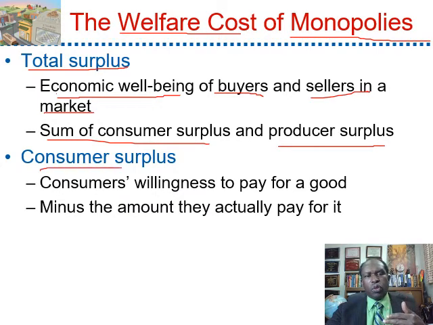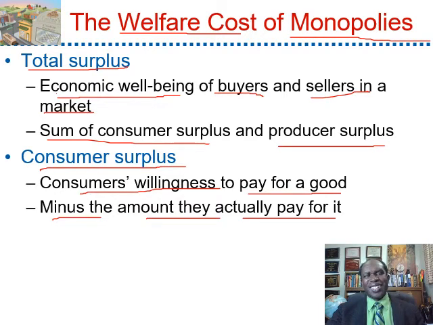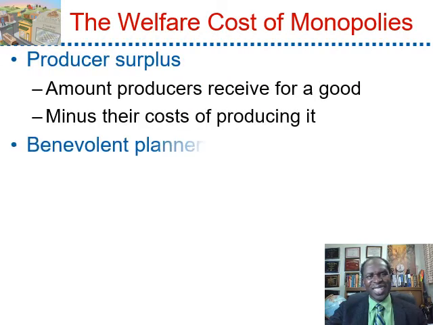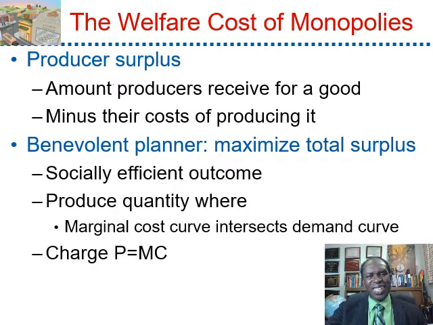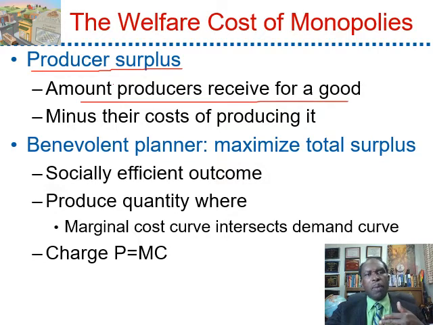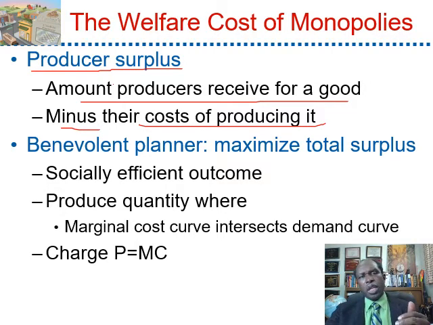So, what is consumer surplus? Consumer surplus is consumer willingness to pay for a good minus the amount they actually pay for it. What is the producer surplus? The producer surplus is the amount producers receive for a good minus their cost of producing it. So you can see that the total surplus will be consumer surplus plus producer surplus.